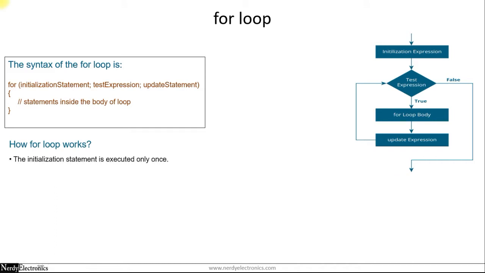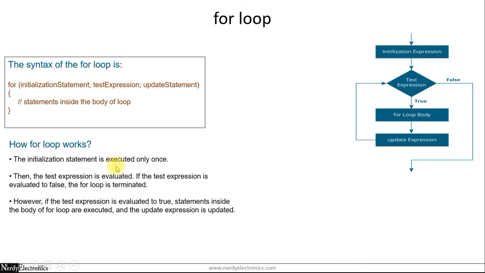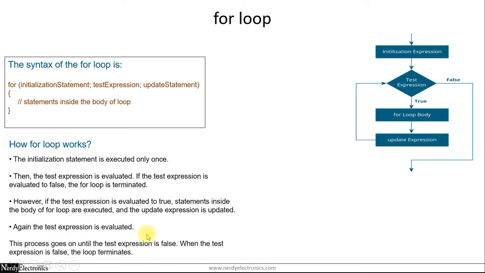How does it work? The initialization statement is executed only once for any given for loop. The test expression is evaluated. If it is true, the loop is executed. If it is false, the loop is terminated. After that, the update statement is executed and the test expression is evaluated again. This process keeps on going until the test expression is false. When the test expression is false, the loop terminates.